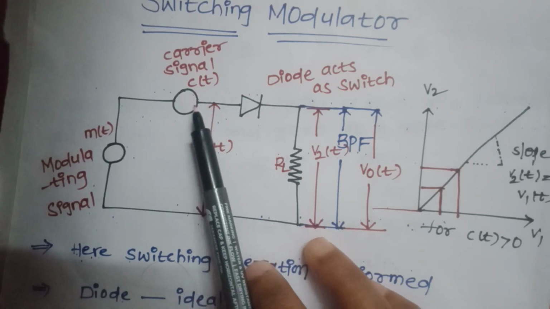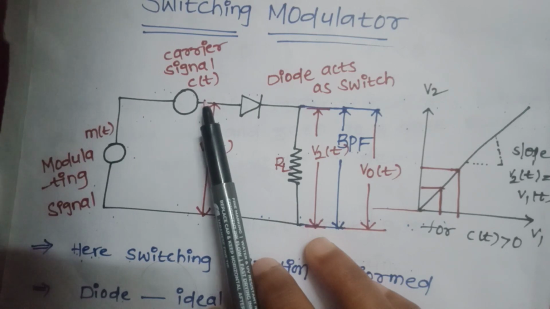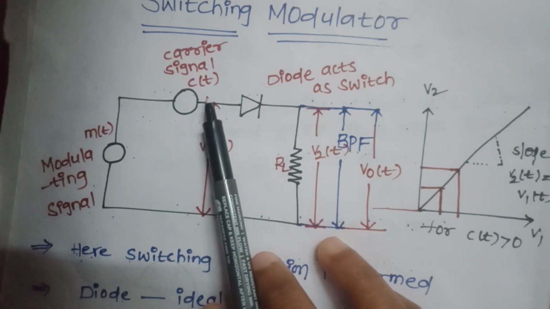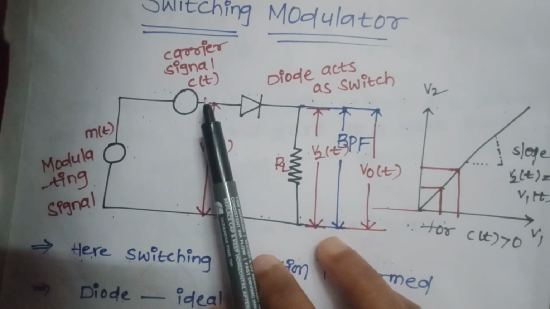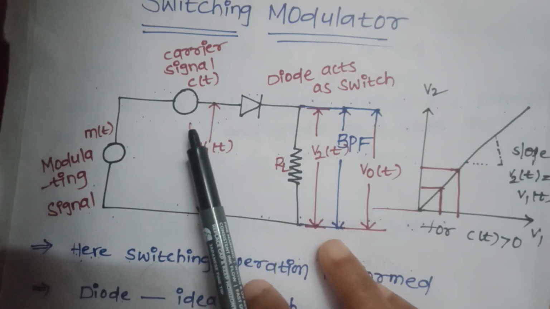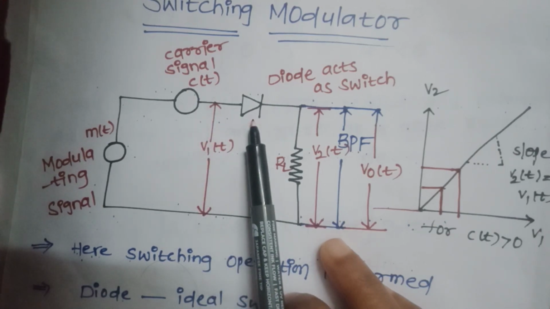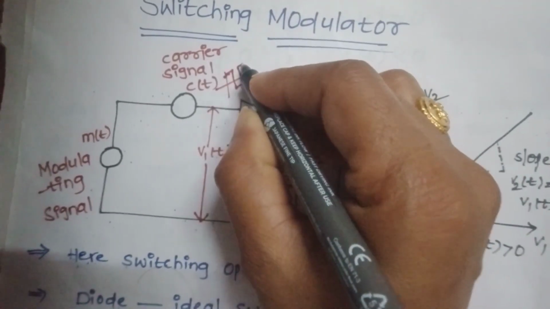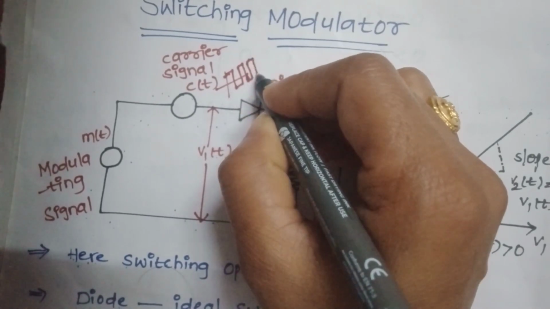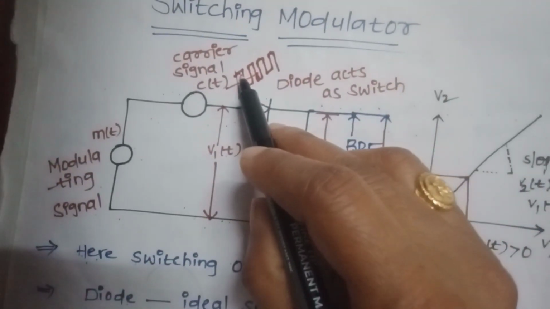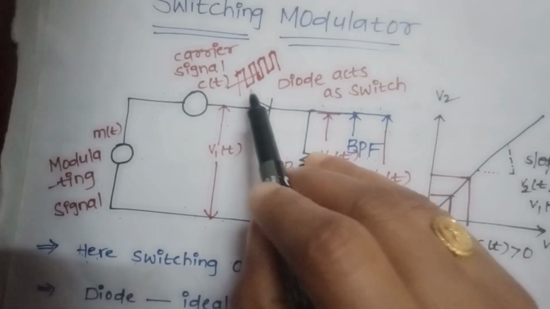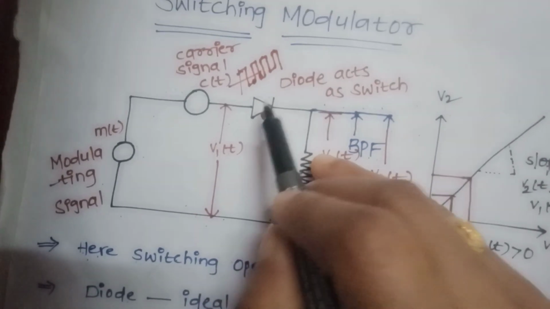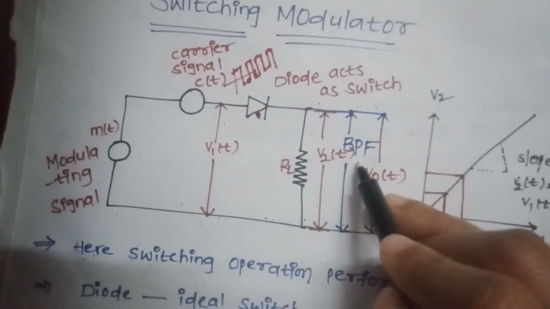When the carrier signal is in the positive half cycle, that is greater than 0, the diode is on. When c(t) is in the negative half cycle, that is less than 0, the diode is off. Suppose the carrier signal is a pulse, like this type of signal. For the positive half cycle the diode is on, for the negative half cycle the diode is off. Then the output is passed through the band pass filter.